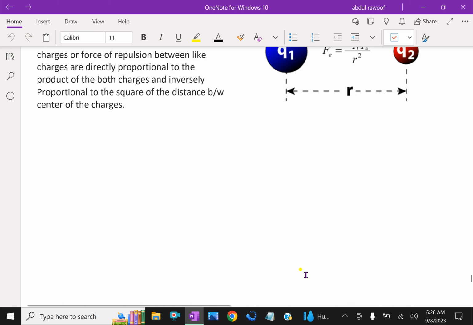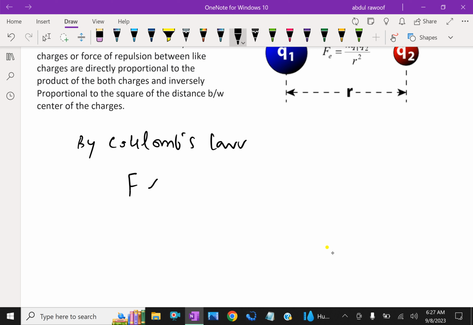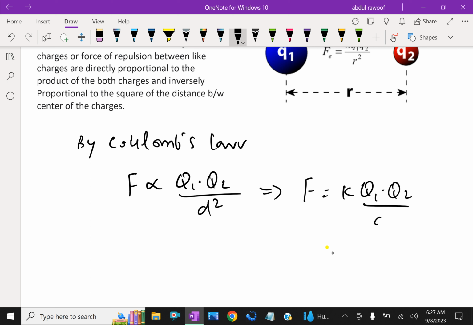By Coulomb's law, F is directly proportional to the product of the charges q1, q2 over the distance square, that is d square, or we can say F is equal to k into q1 q2 over d square.